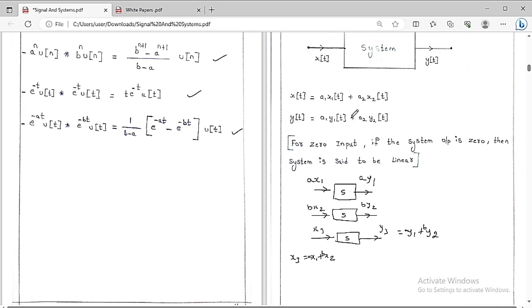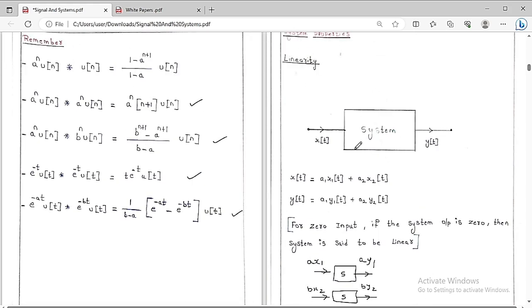So this is what I am trying to tell you. If the input x of t is nothing but A1 into x1 of t plus A2 into x2 of t, then the output should be equal to A1 into y1 of t plus A2 into y2 of t. So for 0 input, the output should be equal to 0 in the case of a linear system. So this is about the linear system.